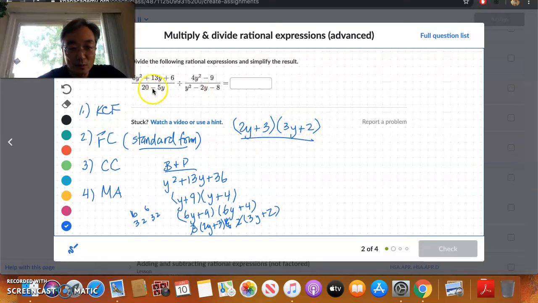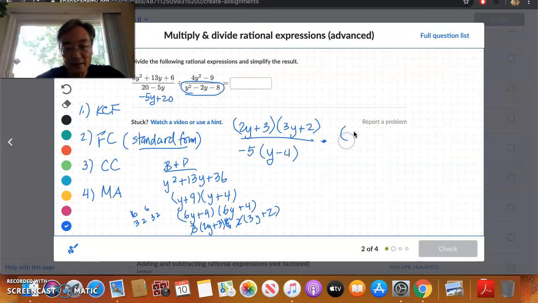And now here on the bottom one, I'm going to first put this as negative 5y plus 20, and then I'm going to factor it. I'm going to factor out a negative 5, leaving me with y minus 4. Okay? And then we're going to do our keep, change, flip. So we're going to flip this now, which means that now the denominator goes on top. So this is now going to be in the numerator. So I'm going to factor that right on the spot. Y minus 4 and y plus 2. That. And then now this is in the bottom.